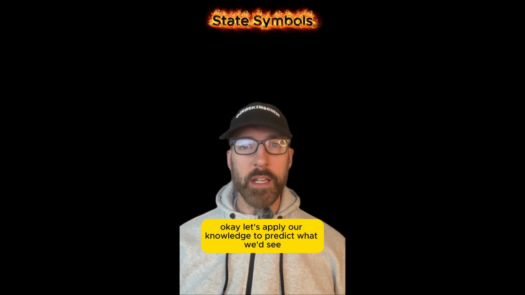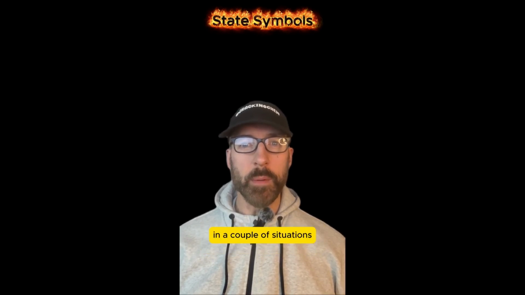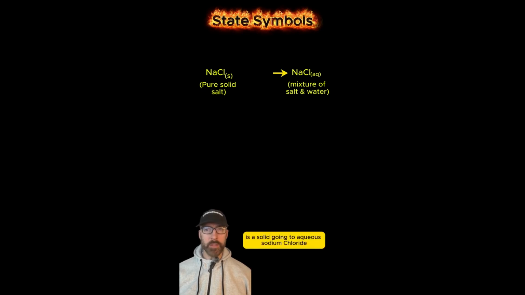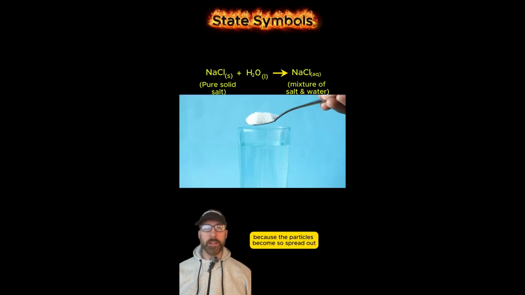Okay, let's apply our knowledge to predict what we'd see in a couple of situations. So looking here, we've got sodium chloride as a solid going to aqueous sodium chloride. This tells you the solid has dissolved. In order for this to happen, water would have been added. No new substance is formed. What would you see? The solid would disappear because the particles become so spread out and so small, light can no longer bounce off them. That makes this a physical change. And a physical change is one where no new substances are formed.